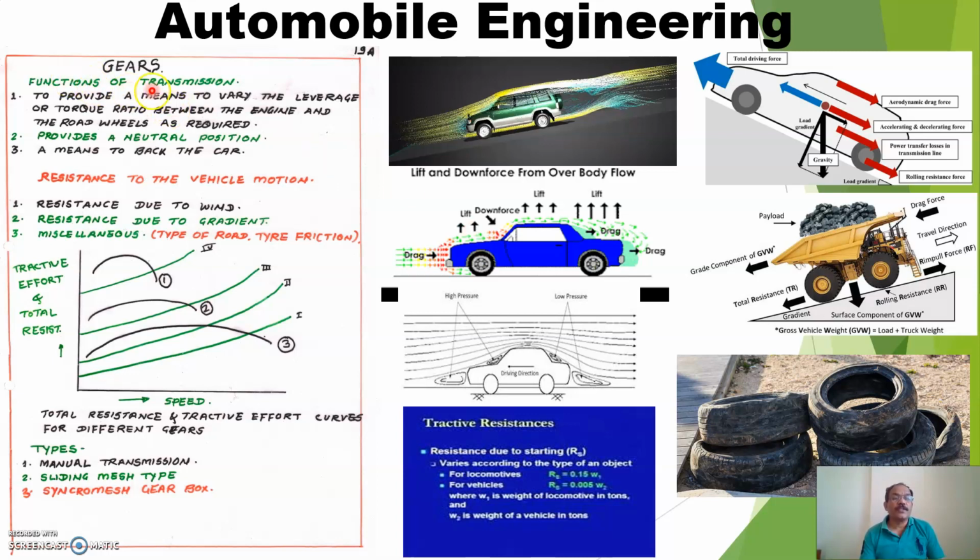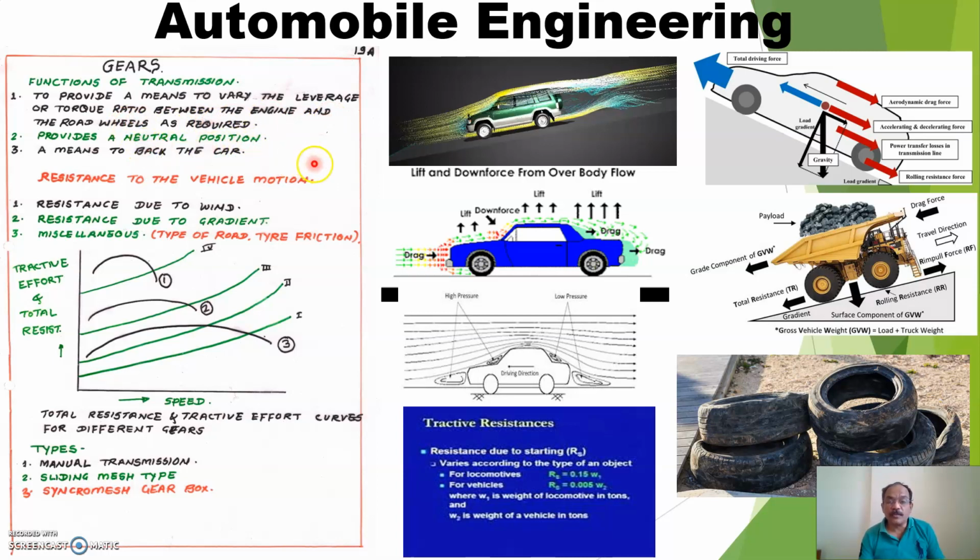Now, what are the functions of this transmission, this gearbox? To provide a means to vary the leverage or torque ratio between the engine and the road wheel as required. Because the ultimate aim of the power developed is to move the vehicle. So the function of the transmission is to provide a means to vary the leverage or the torque ratio between the engine and the road wheel as required.